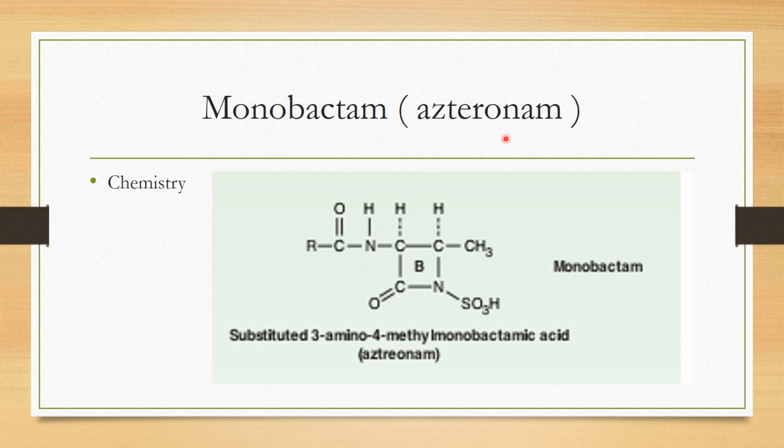Now we see monobactams. It is the only subclass of monobactam, aztreonam. Here you see the chemical structure or chemistry of monobactams. It contains only a beta-lactam ring, or we can say a substituted beta-lactam ring. This 3 carbon and 1 nitrogen containing ring is the beta-lactam ring, and on this beta-lactam ring various substituents are attached. It also contains an R group.